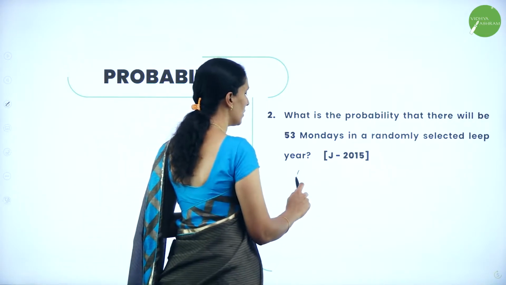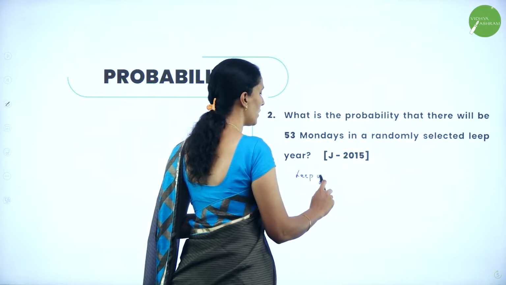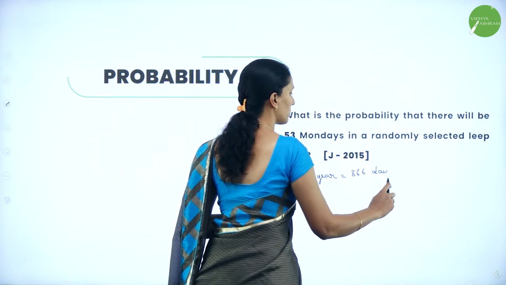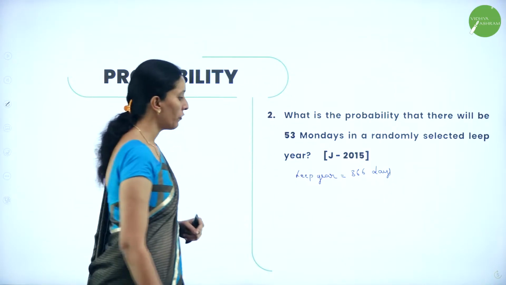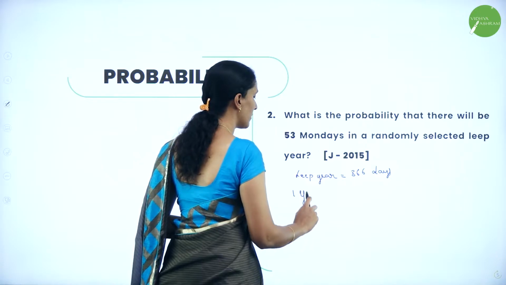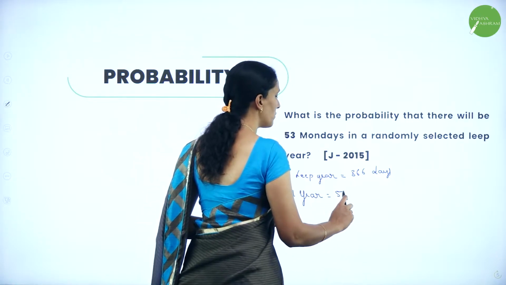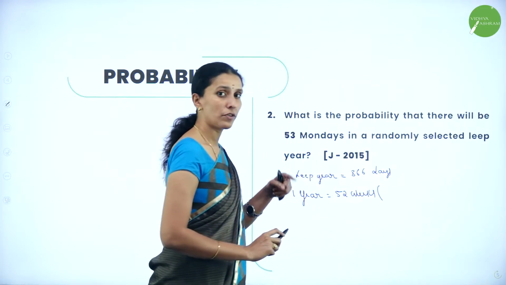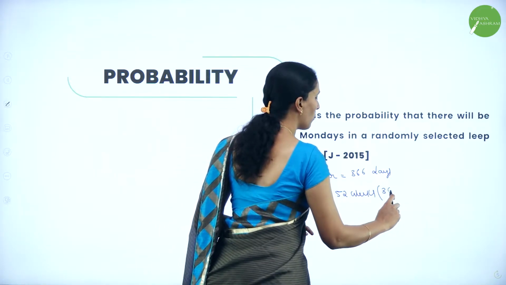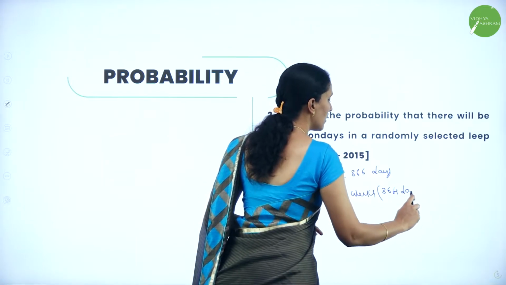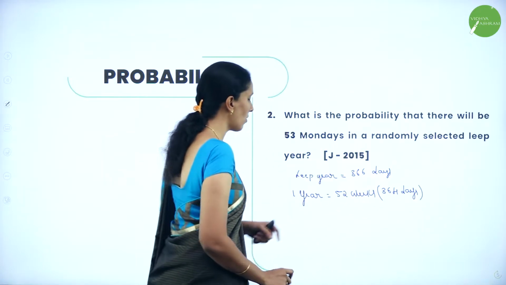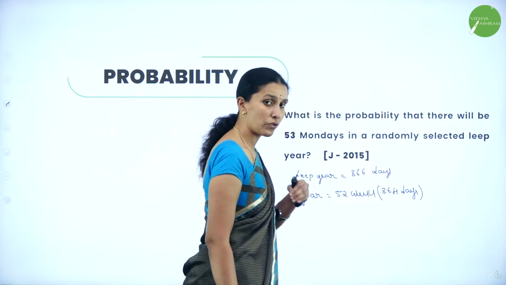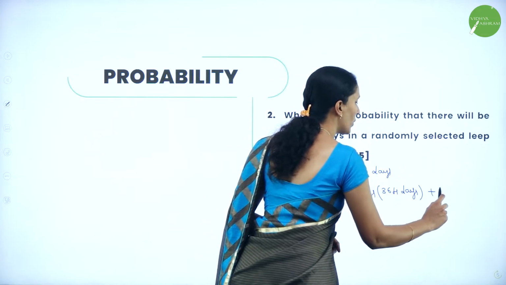Next question. What is the probability that there will be 53 Mondays in a randomly selected leap year? So leap year means 366 days. And for 1 year, we have 52 complete weeks. So 52 weeks means 52 into 7, 364 days we get. So 1 leap year is 364 days, that is 52 complete weeks, plus 2 days we will get.